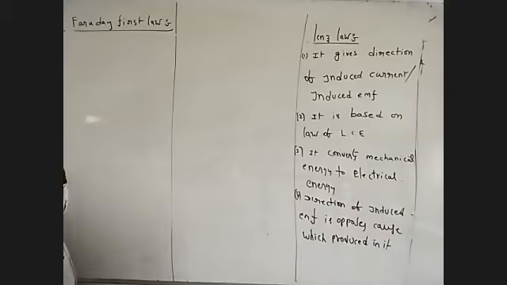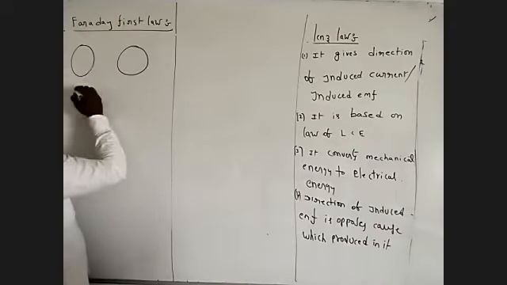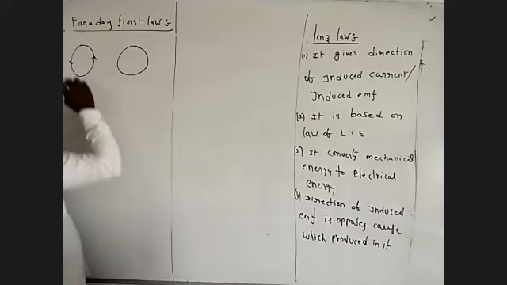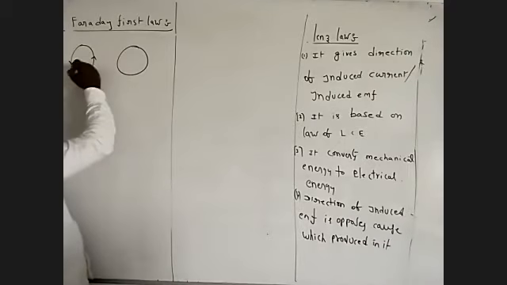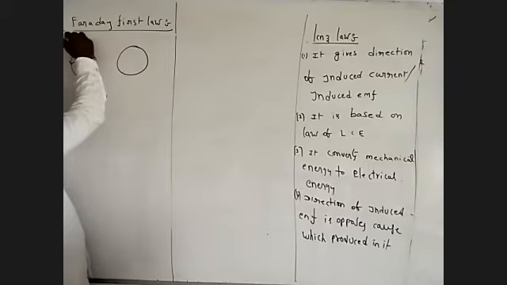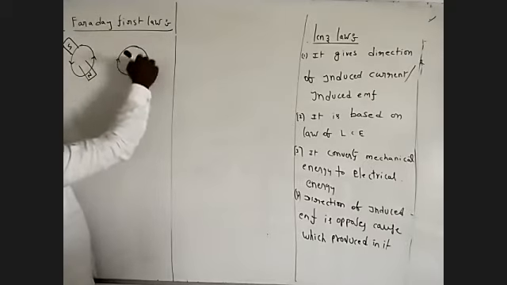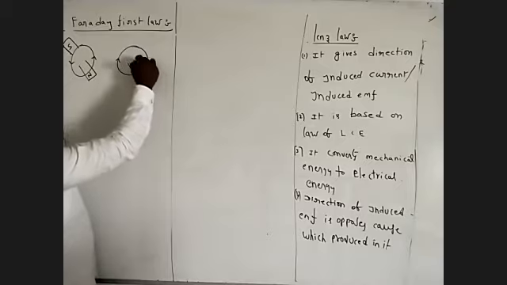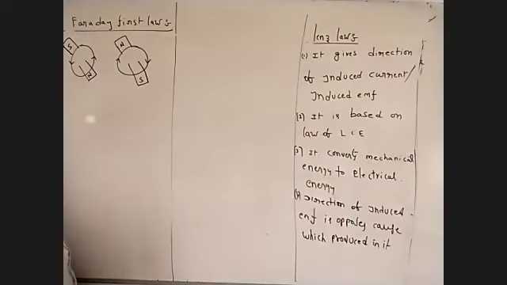Now, do you know some basic points? The basic point is this is a ring. This ring carries current in an anti-clockwise direction. The front part acts as a north pole, the back part acts as a south pole. This ring carries current in a clockwise direction. The front part acts as a south pole, the back part acts as a north pole. That is a basic point.